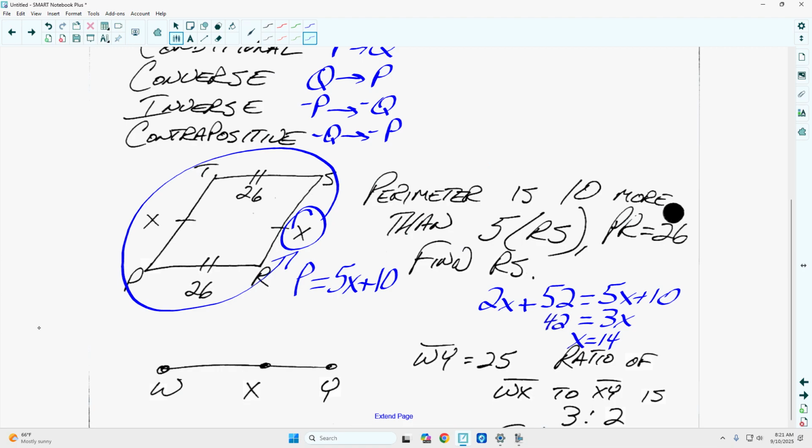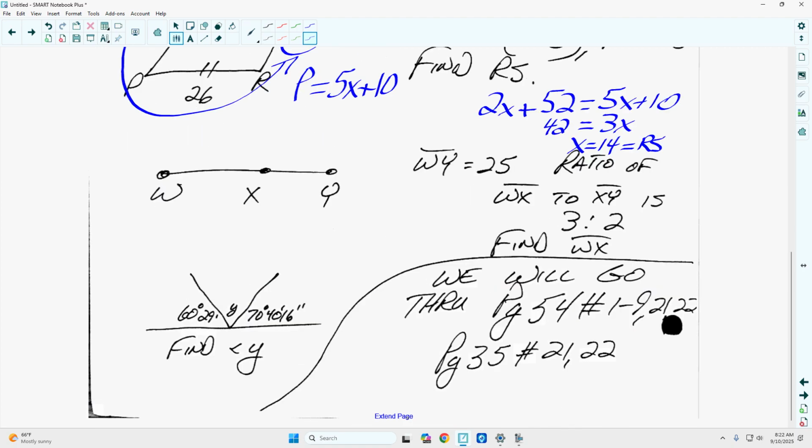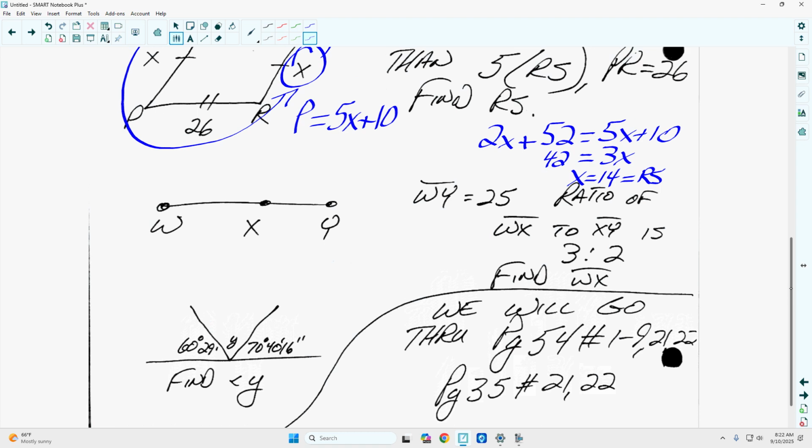Okay, and then it says find RS. Well, oh, that's the same as X. So RS, I don't even have to plug it in. It's 14. Yippee. That wasn't too bad, was it? No. Okay, let's do this one.